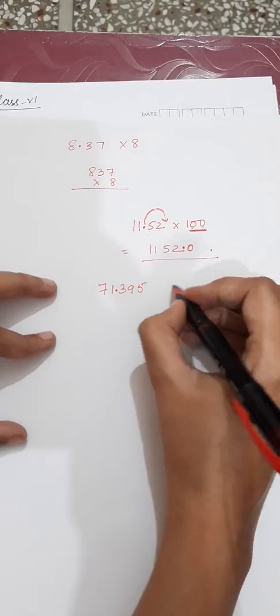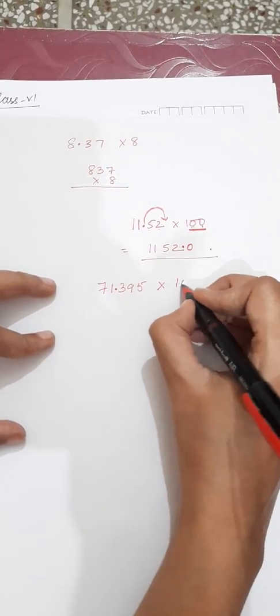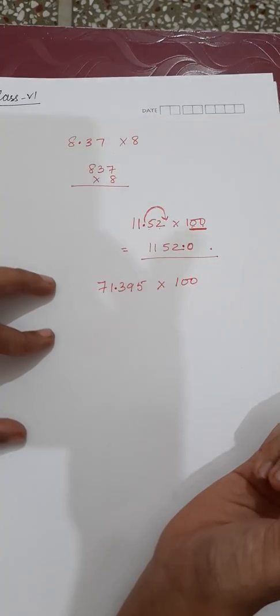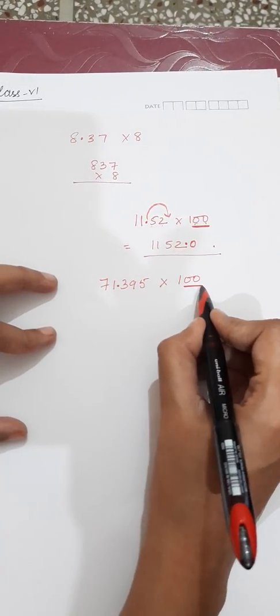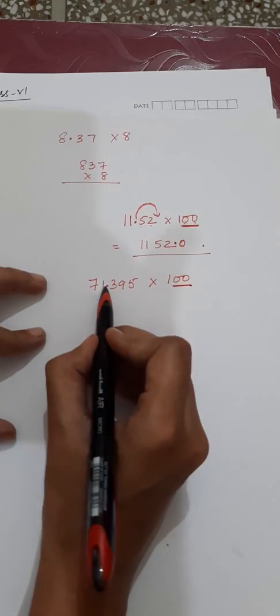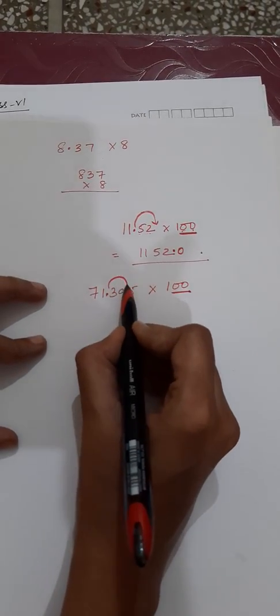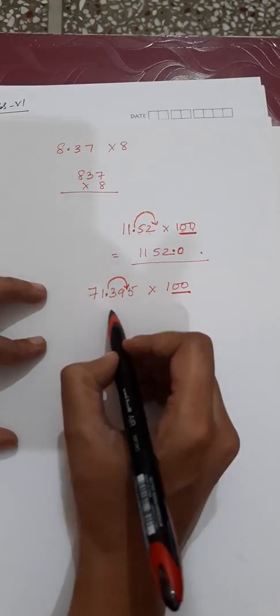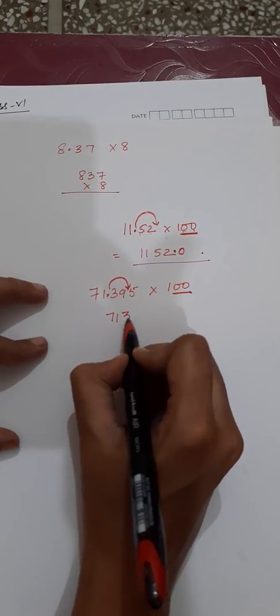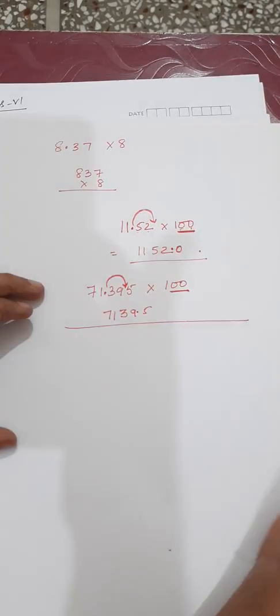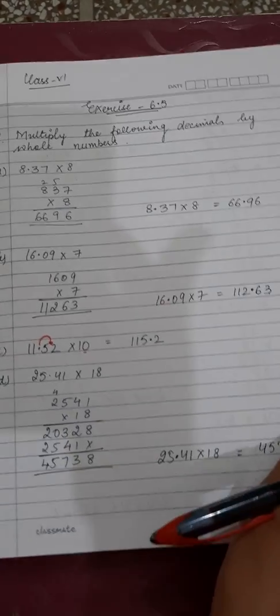Okay. For example, one more question: 171.9395. This is the question, and you have to multiply with 100. Now what will you do in this? 2 zeros you can see. When 2 zeros are there, that means I am going to shift this decimal forward 2 places, and this will become 17193.95. Okay, that's how you have to do it. Only one part was there of such type.